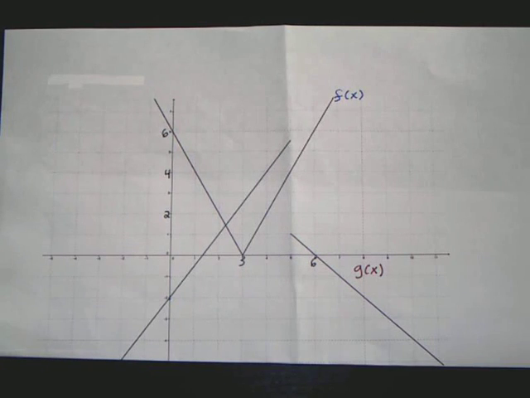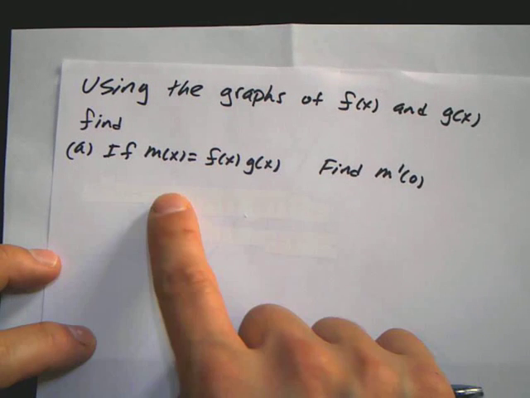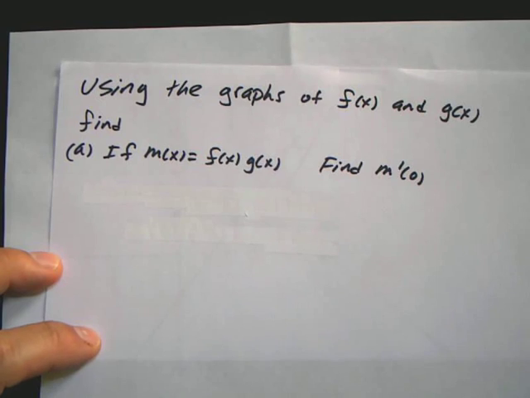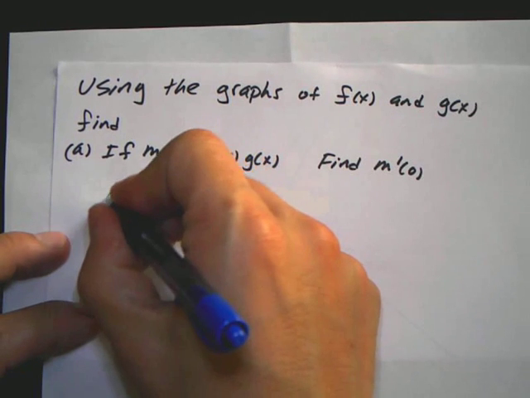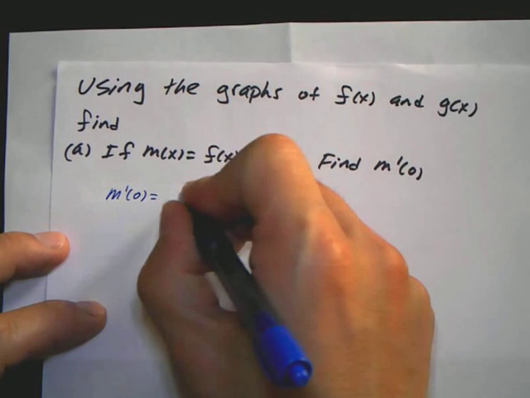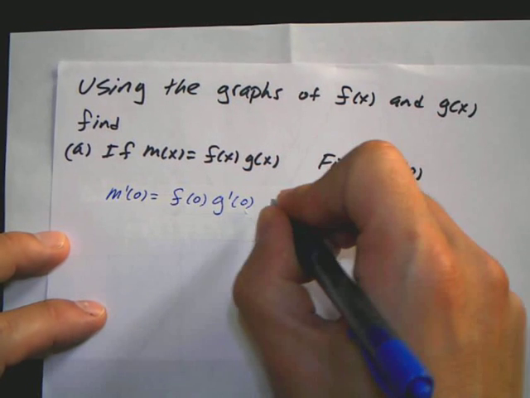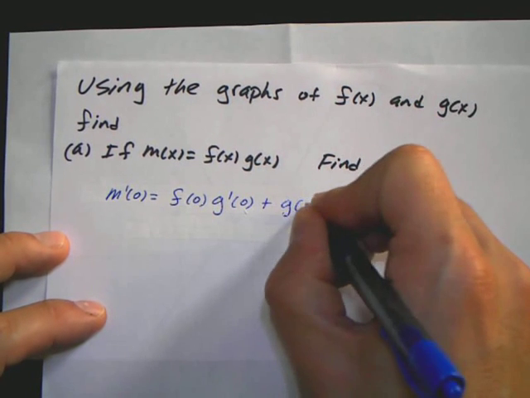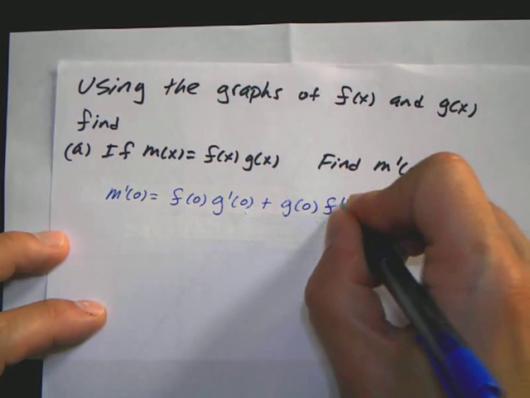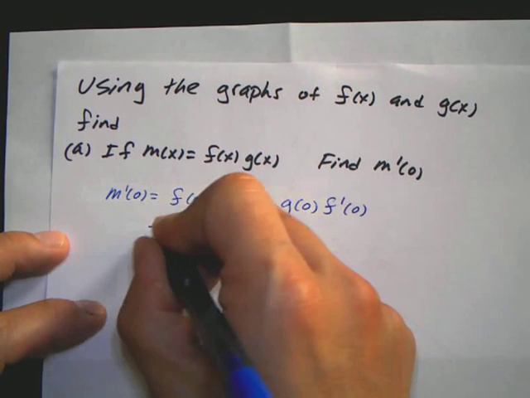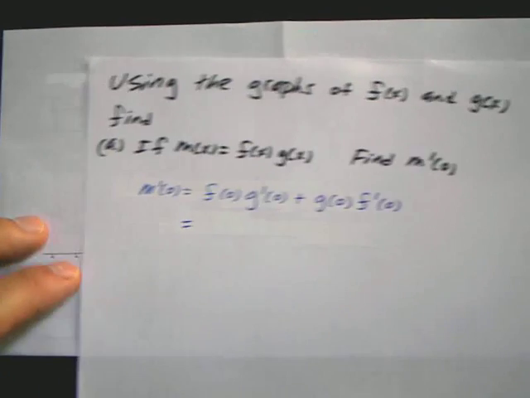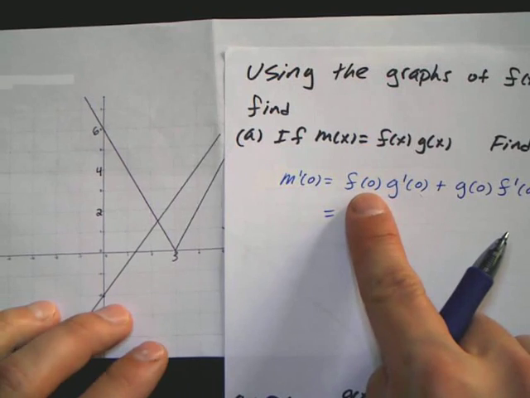For part A, they want us to find the product, and using the product rule, m prime of 0 is going to be f of 0, g prime of 0, plus g of 0, f prime of 0. Now the way I'm going to find these values is f of 0 is just the function's value of f at 0, which is 6.